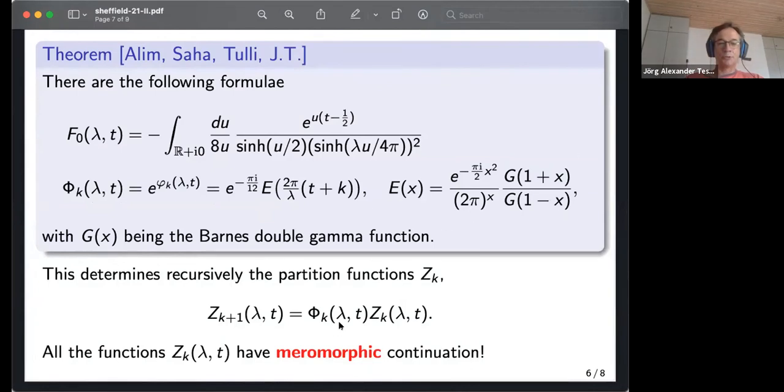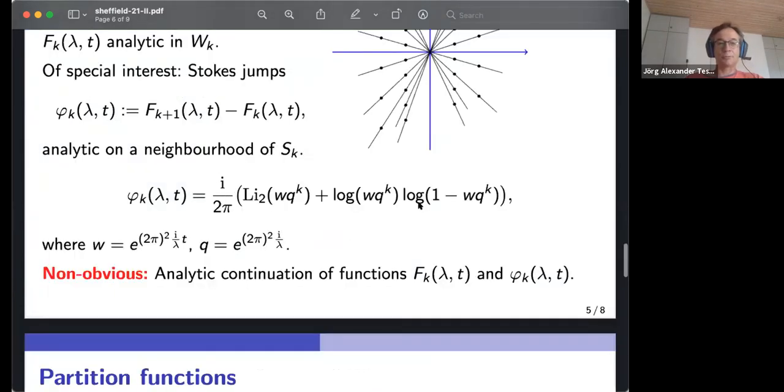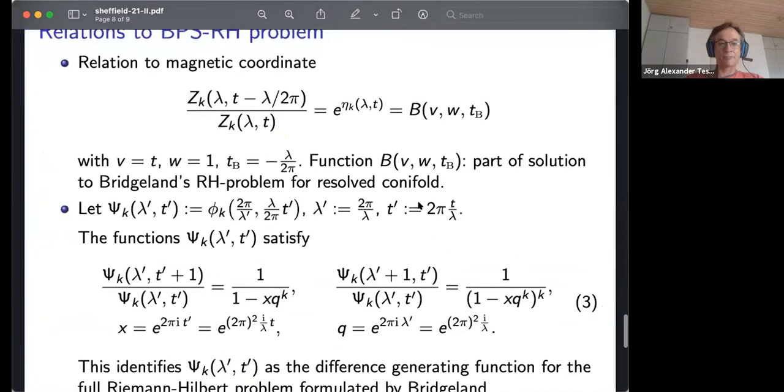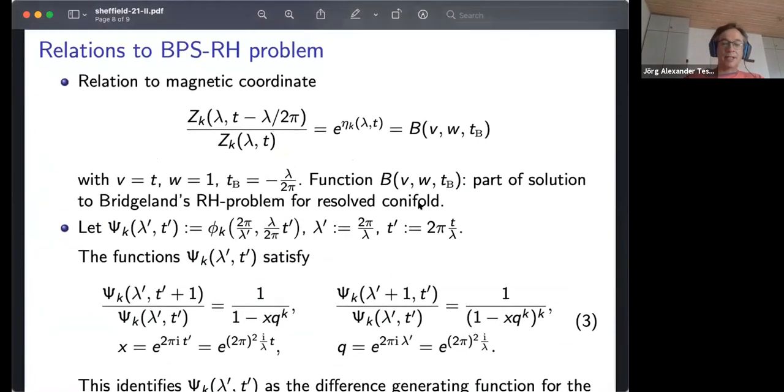Once you know this, and once you know F0, you compute by recursion all the partition functions. And magically, they're all meromorphic because this function is meromorphic. This wasn't quite so clear in the form with the logs and dilogarithms. It seems that what we find here, the business of jumps, is very similar to the story of this class sigma.